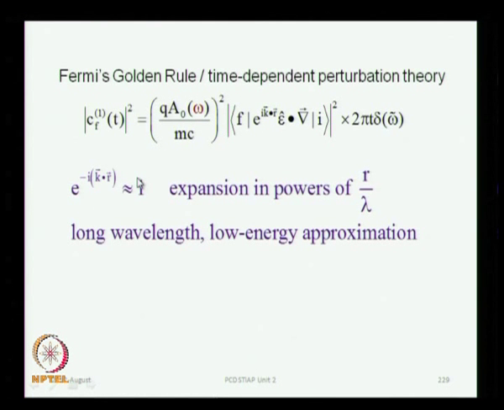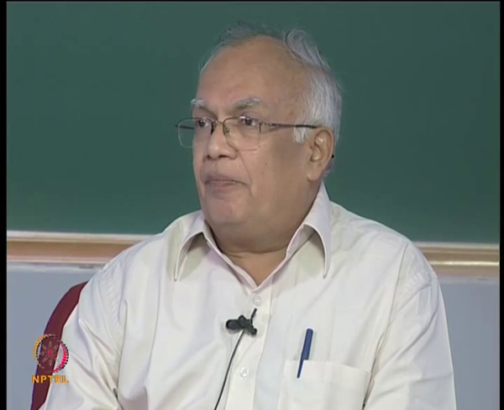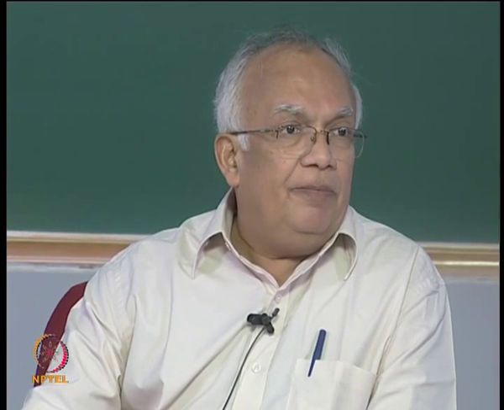Now this is what is called the dipole approximation, and the reason it is called the dipole approximation is because when you put this e to the i k dot r equal to 1, then you get essentially the matrix element of a momentum operator, and you will see that you can write this also as the matrix element of a dipole. Now the first step is to recognize that this matrix element is the matrix element of a momentum operator.